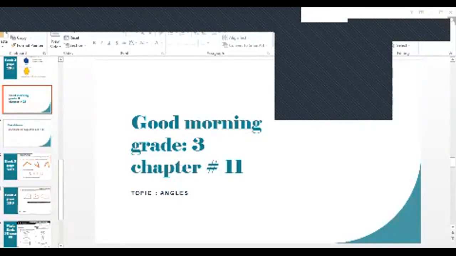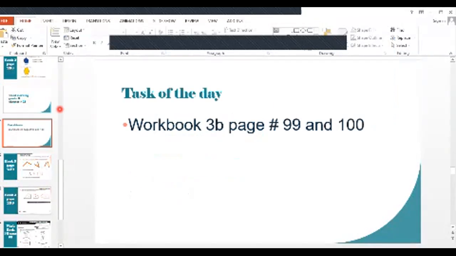The task of the day is very easy and very interesting, and I hope my students can do it. I was thinking that you could all do it by yourselves, but you need a little more reinforcement, because when I ask you for the definition of an angle, most of my students don't know even the basic definition. So this is the task of the day. Everyone, please open your workbook 3B, page numbers 99 and 100.